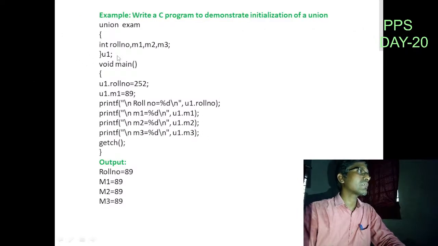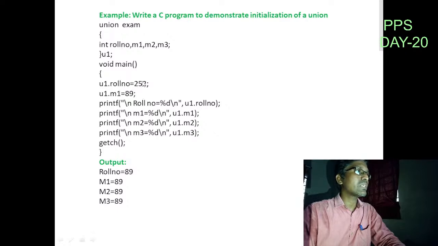Here I am writing an initialization program for unions. The union name is exam, followed by roll number and mid marks, and u1 is a union variable. Now I am going to initialize u1.roll number equal to 252. This is the first initialization of the union member.